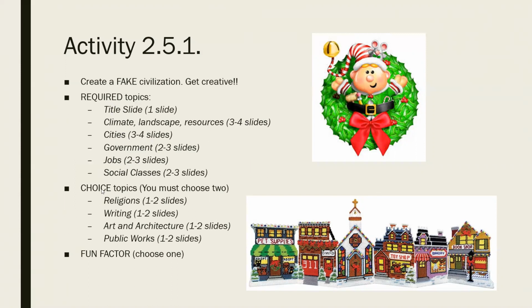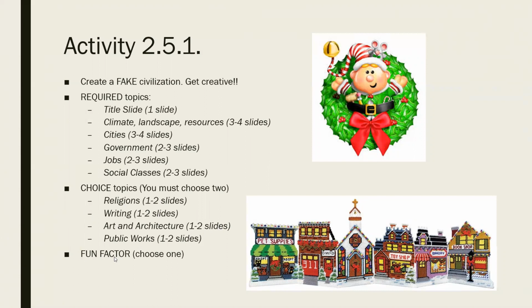Now, choice topics, that means that you have to have 2 of these. You don't have to have all 4, but you do have to have at least 2. So among those, you can choose religion, writing, art and architecture, or public works. As long as you choose 2 to write about, you should be fine. So let's say you wanted to focus on religion and writing. That means you do not have to talk about art, and you do not have to talk about public works, okay? And each of those can be 1 slide if you choose. So at least 1 slide, you can do up to 2 slides. That's up to you. And then lastly, your fun factor.